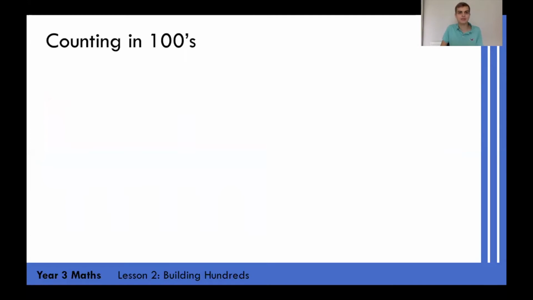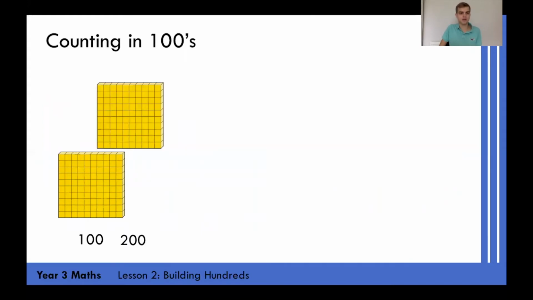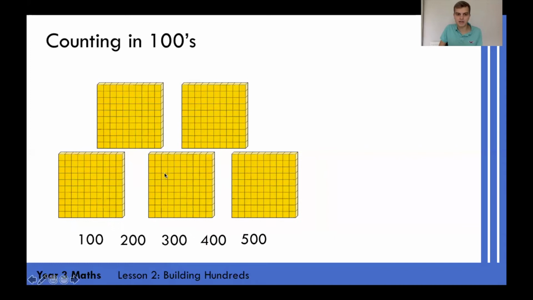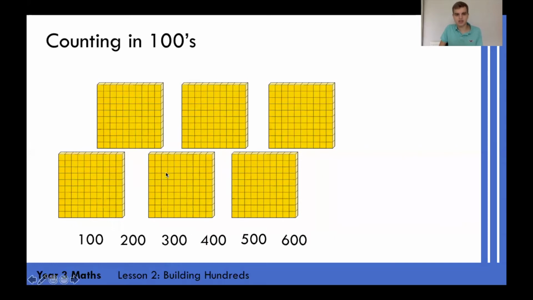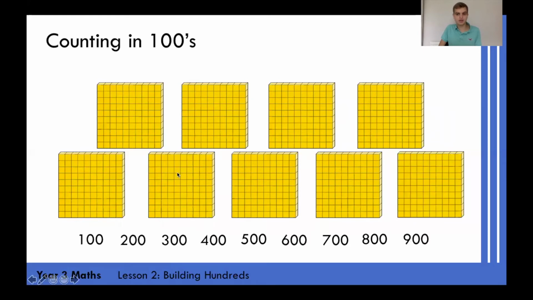And we can count in 100s as well, a bit like we count in tens. So here I've got 100. If I add another 100, I get 200, 2 lots of 100. What do you think would come next then if I add another 100? So here I've got 100, 200, 300, 400. Can you count with me? 500, 600, 700, 800, 900. And I'm just adding 100 each time.